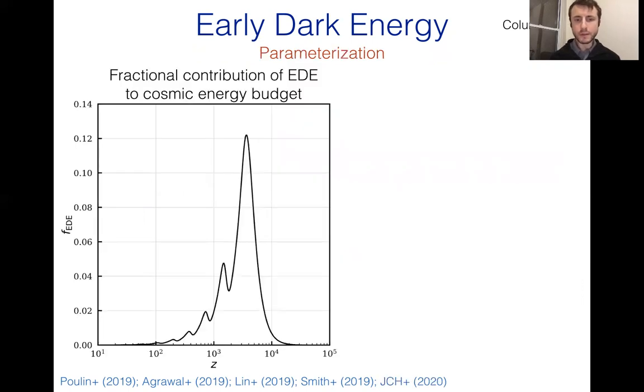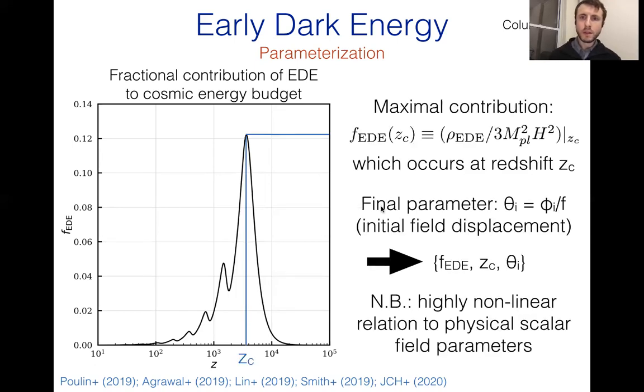I'm going to skip past the microphysics of the EDE scenario in the interest of time, just take you to the phenomenological parameterization that's being used to analyze the model. So in this picture, we have some fractional contribution of this new field, this EDE field, of the cosmic energy budget, which is tuned such that it becomes important just prior to recombination, prior to which it's acting as dark energy, hence the name, and then it rapidly decays away so as not to disturb the rest of cosmology. So the parameters we use are f_EDE, which is the maximum fractional contribution of this field to the total cosmic energy budget, which occurs at some redshift, z_c.